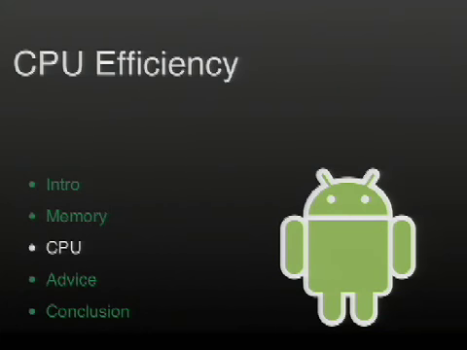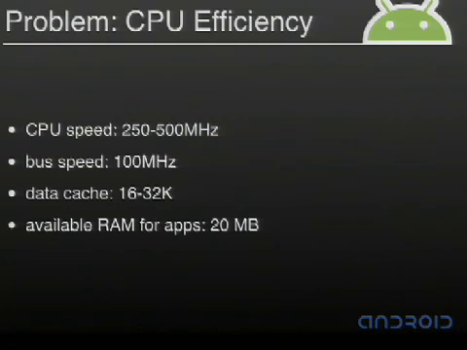Okay, now I just want to take a few minutes to tell you what we do on the CPU front. Again, as I said at the beginning, we're running on a platform, or expecting to run on a platform, that looks like what you might have had on your desktop 10 years ago. And you can see that it's a fairly slow bus, almost no data cache at all. And I just want to reemphasize that there's very little RAM for applications once you consider all of the things that your device is doing, say, as a phone.